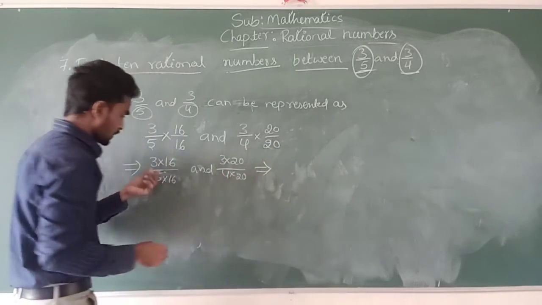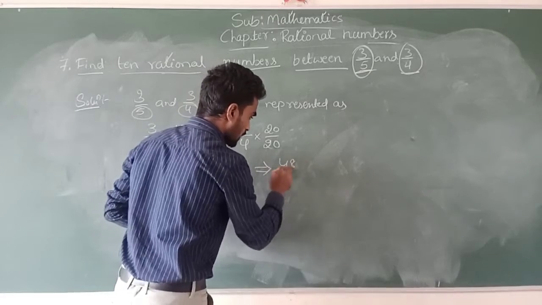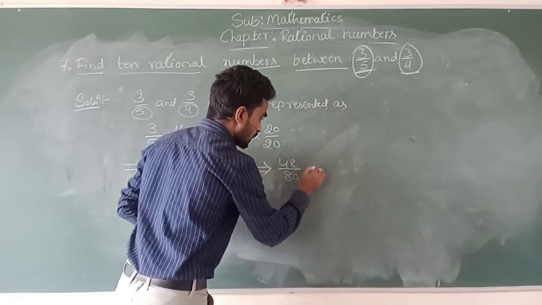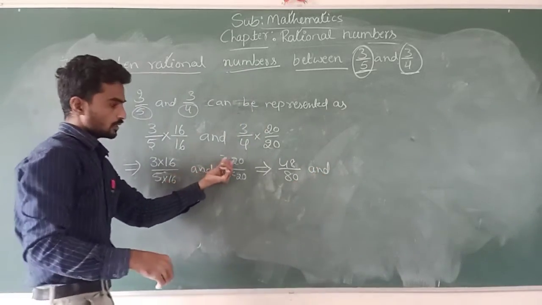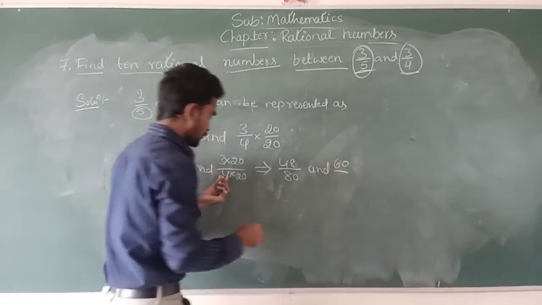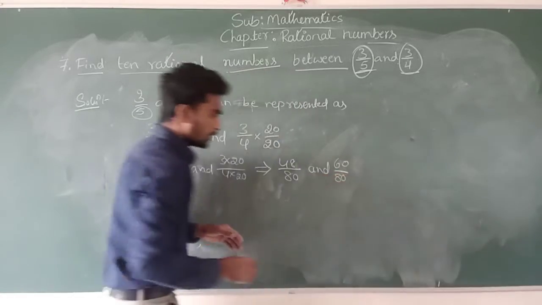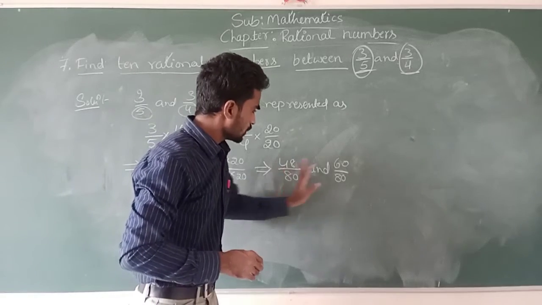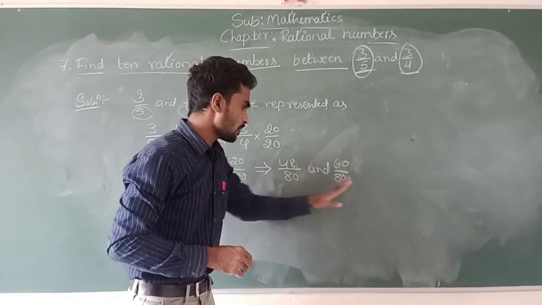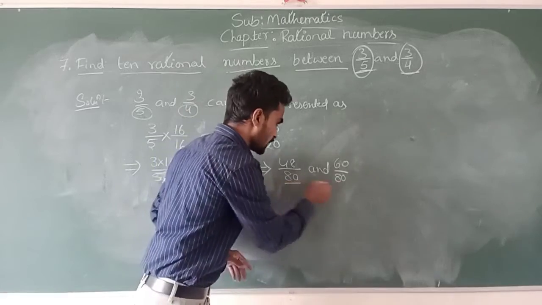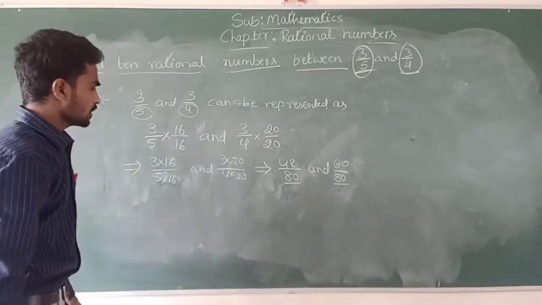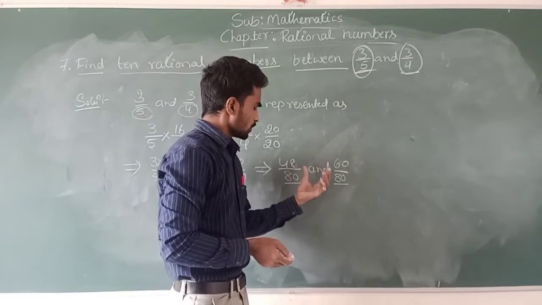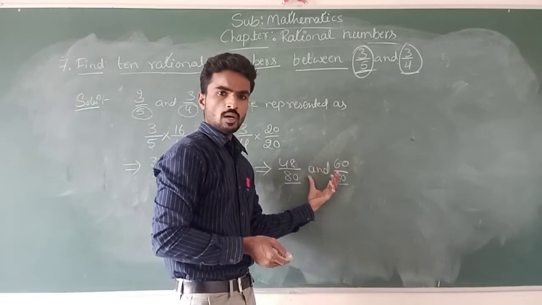That implies 3 into 16, that is 48, divided by 16 into 5, that is 80, and here 3 into 20, 60, divided by 4 into 20, that is 80. Now these two rational numbers are converted into two other rational numbers having the same denominator. Here also 80 is there, here also 80 is there. Now it is very easy to write rational numbers in between these two rational numbers.